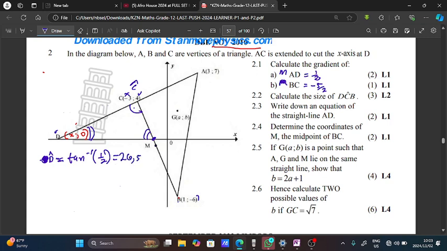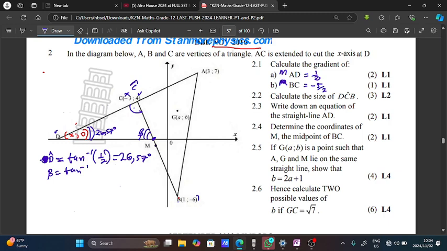26.57 or 26.56? What is the correct answer? 26.57 degrees. Then now we can also find this angle here. How do you find this angle? Can we give it beta? So angle beta will be the second function of tan.